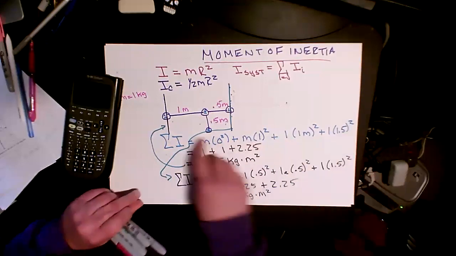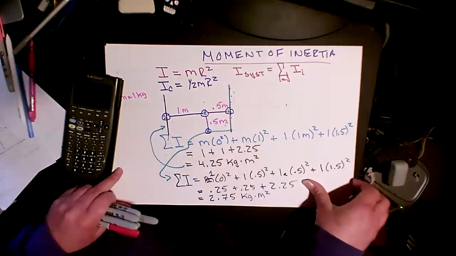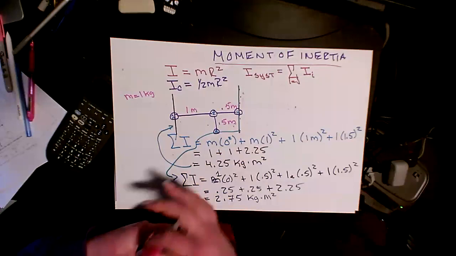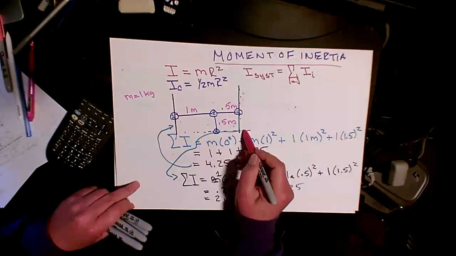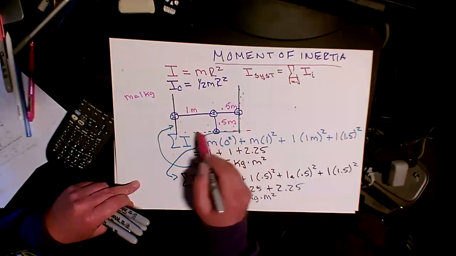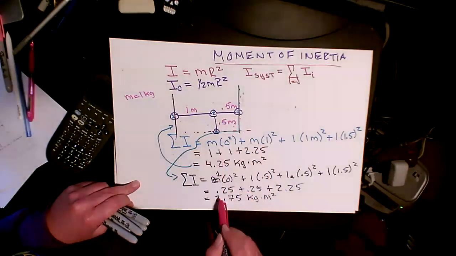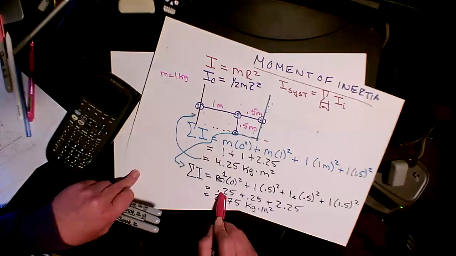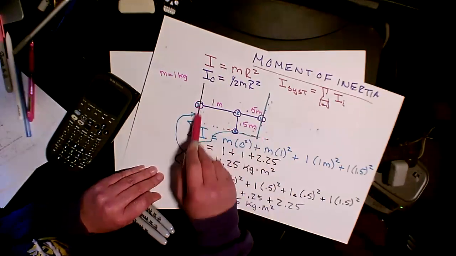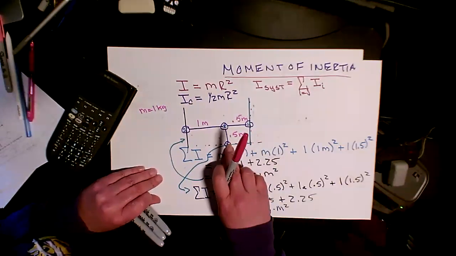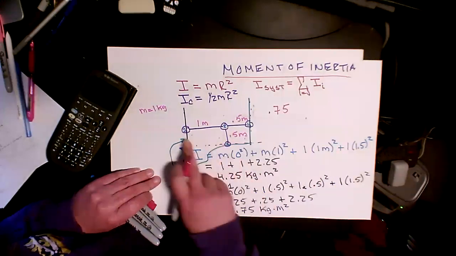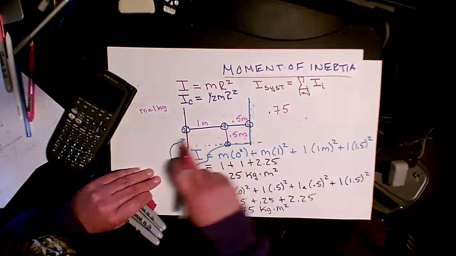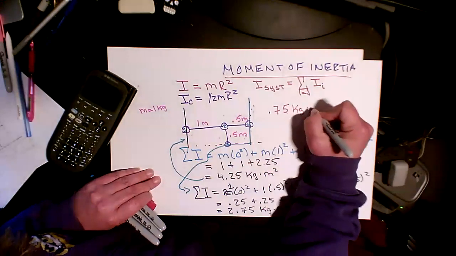But the next one says, what if I rotate about here? If I change this rotation and now choose to rotate it here, what am I going to get? From this axis, everything is 0.5 meters away. So I'm going to end up with 0.5 squared for each one, and they're all 1 kilogram. So to rotate here, 0.25 plus 0.25 plus 0.25 gives me 0.75 kilograms meters squared.